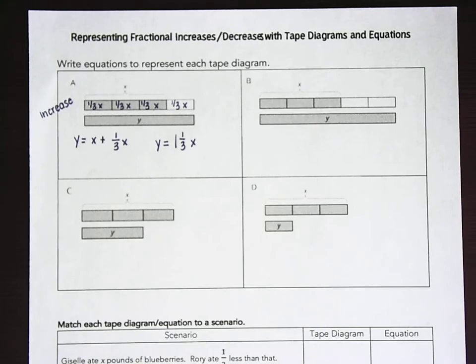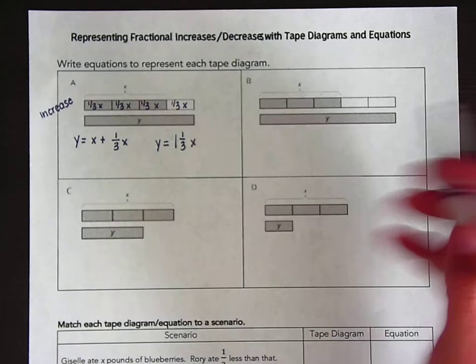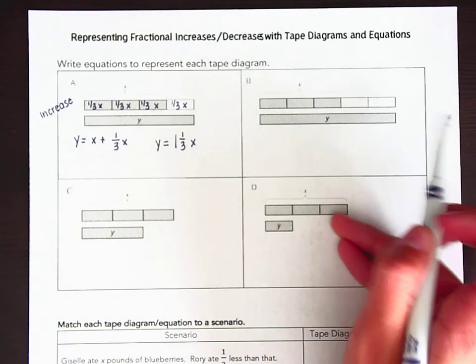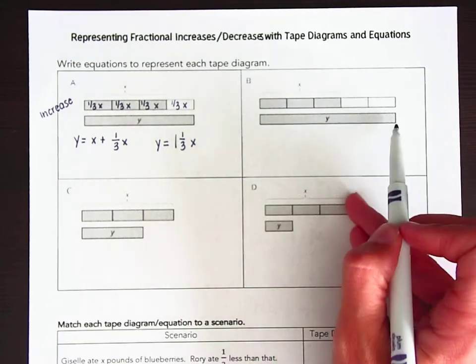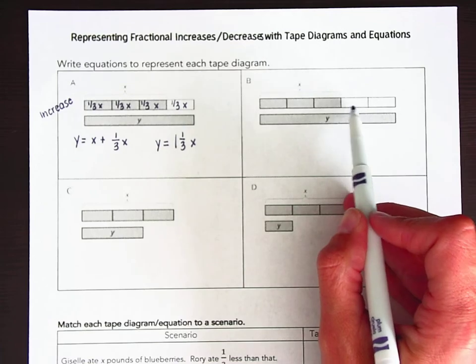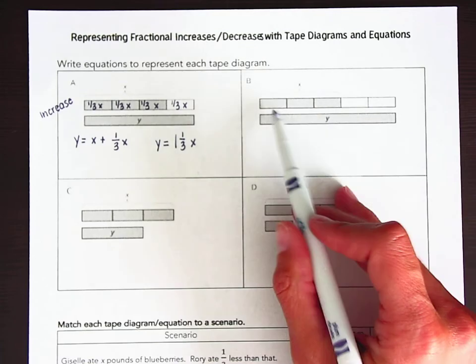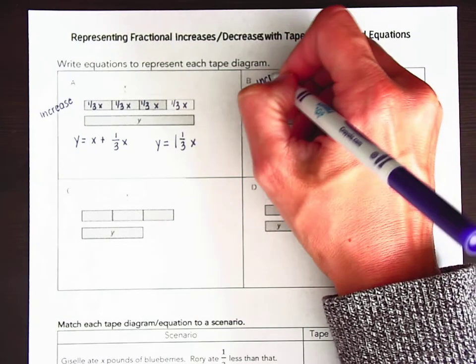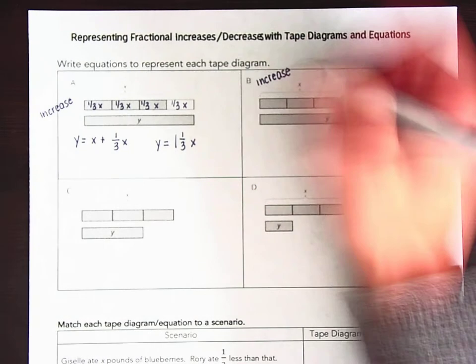So let's take a look at tape diagram B. Again, we're starting with x and something's happening to it. We're either adding or taking away from x to make it the same as y. In this case, we are adding two boxes to make this top bar the same as y. So again, we know this is an example of an increase.